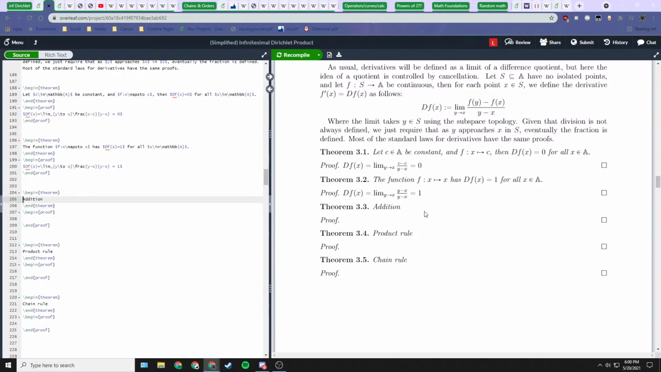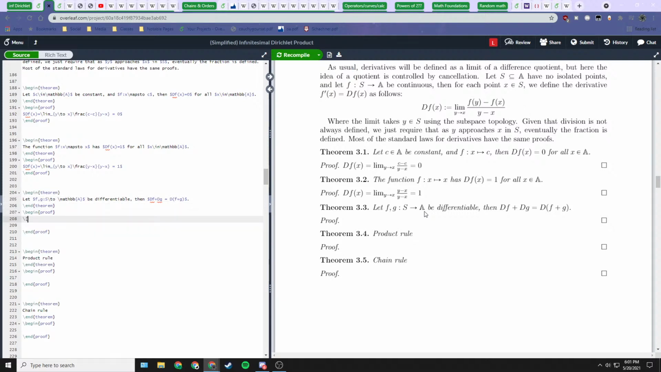Next we can do the addition law. So we can say let f and g map A to A be differentiable, then df plus dg is d(f plus g). So the derivative of f plus the derivative of g is the derivative of the sum. And the way that we can do that is we're just going to use the definition.